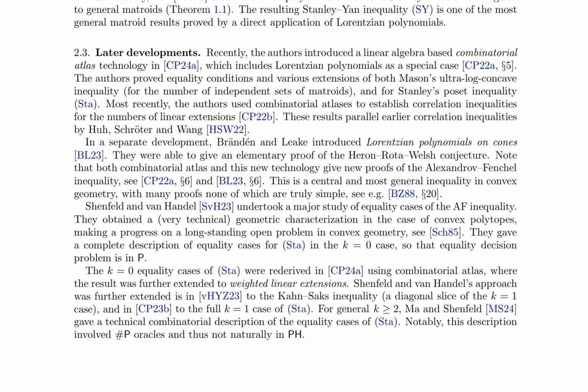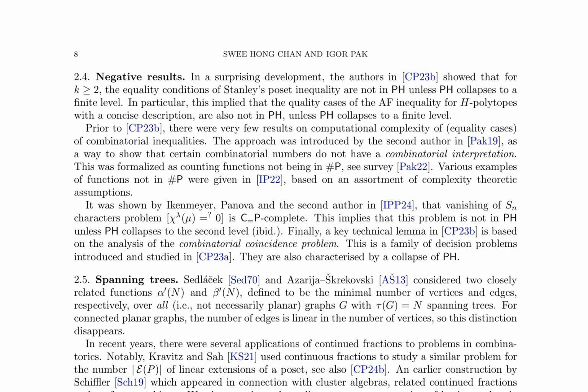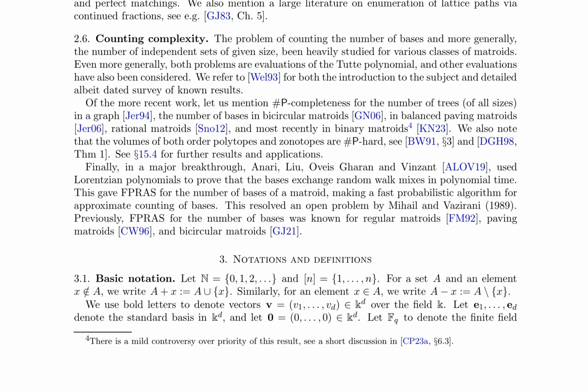The summary then moves on to discuss negative results, particularly the computational complexity of equality cases of combinatorial inequalities. It highlights the surprising development that for k greater than or equal to 2, the equality conditions of Stanley's poset inequality are not in PH unless PH collapses to a finite level. This implies that the equality cases of the AF inequality for H-polytopes with a concise description are also not in PH, unless PH collapses to a finite level. The discussion also touches on the problem of counting the number of bases and independent sets of given size, which has been heavily studied for various classes of matroids.